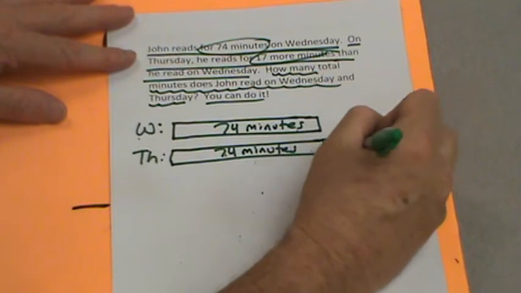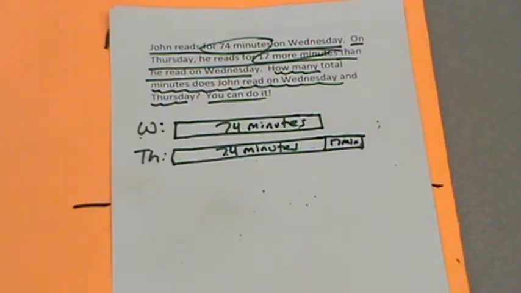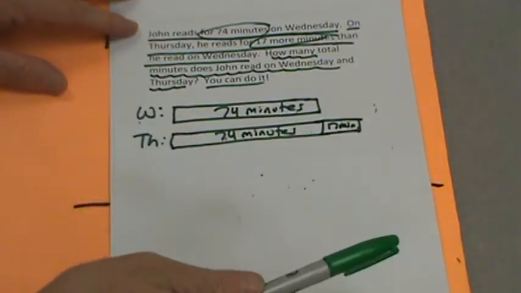So we're going to go like this. 17 minutes, okay? So there we have our problem. We have 74 minutes, 74 minutes, 17 minutes. It's asking us how many total minutes did John read on Wednesday and Thursday. Let's figure this out.